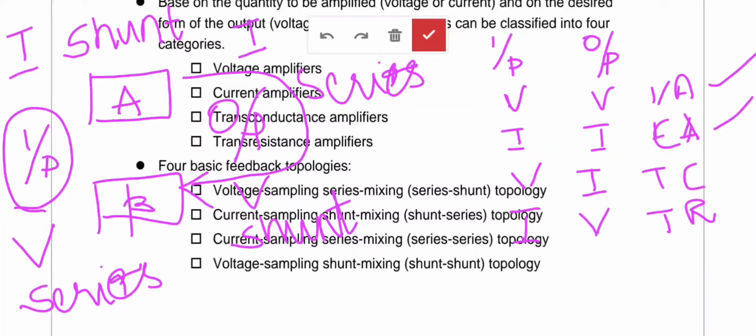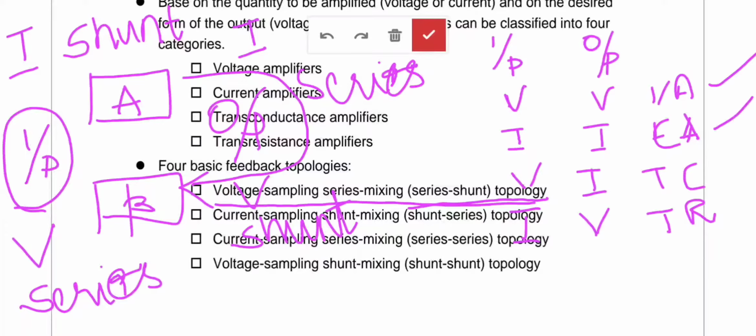So what is a voltage amplifier? Input is voltage, output is voltage. That means it is a voltage mixing or series mixing and voltage sampling, that means shunt sampling. So the first one says that voltage sampling, series mixing, or input is series connection, output is shunt connection, or series shunt topology. Like that the name comes.